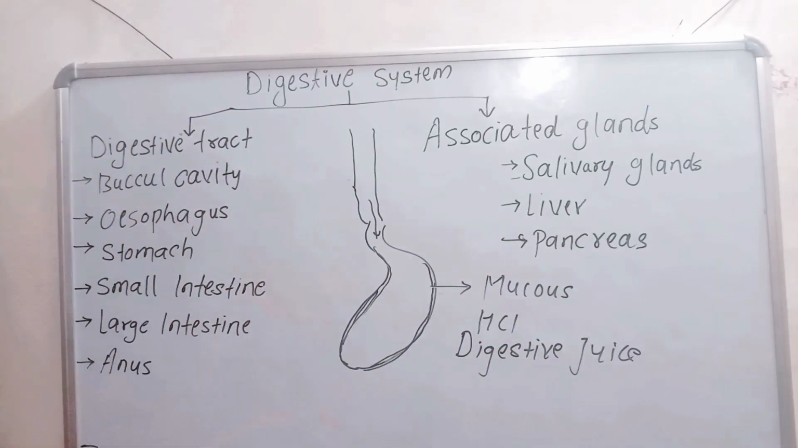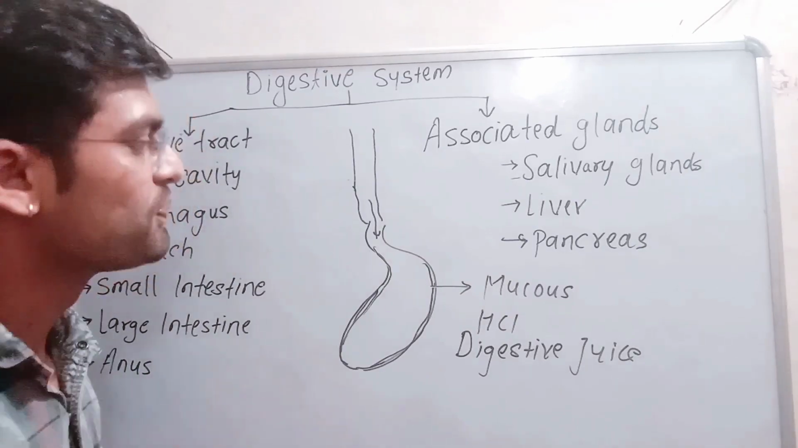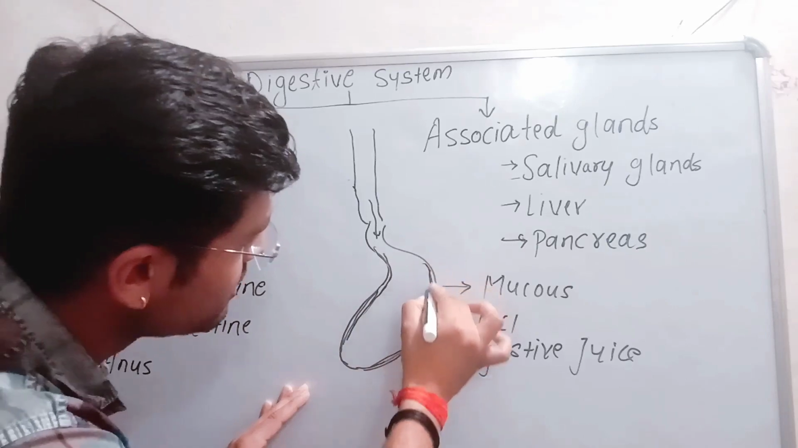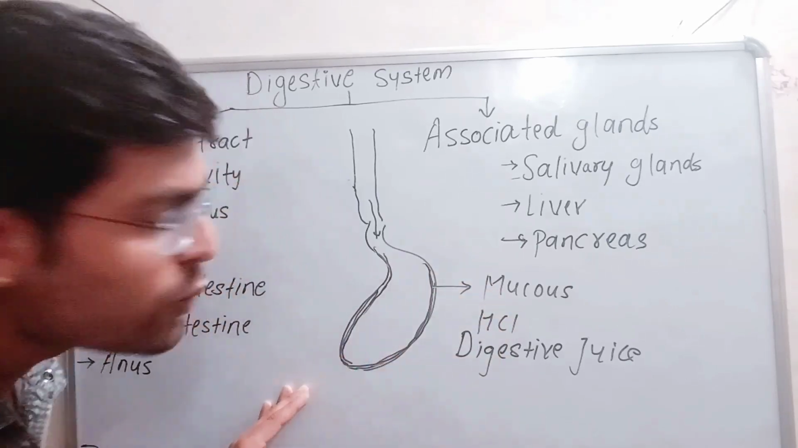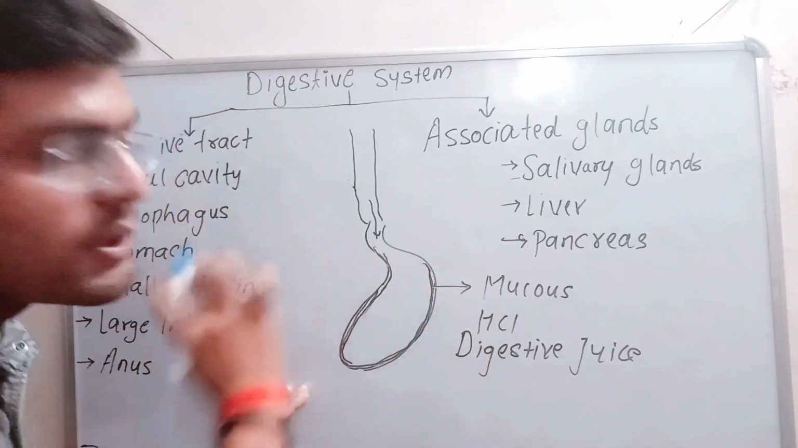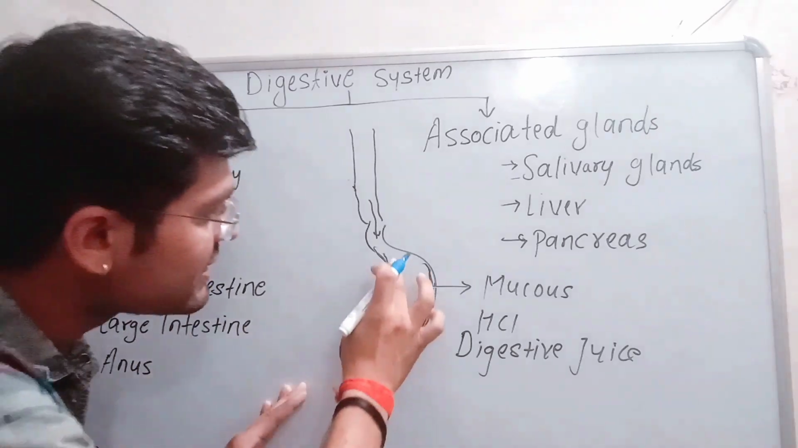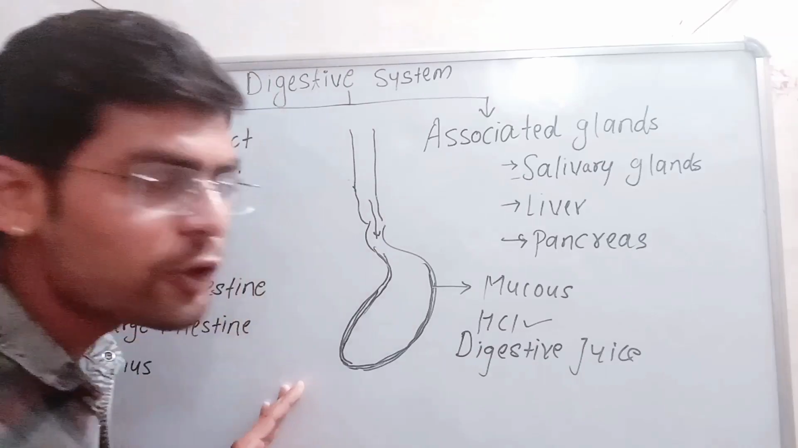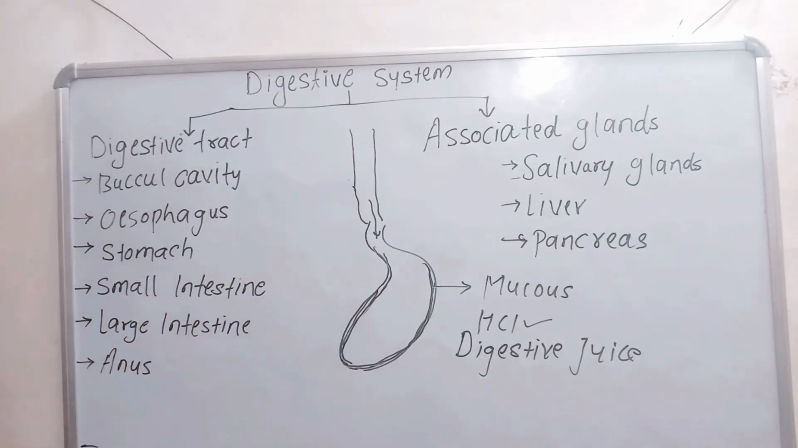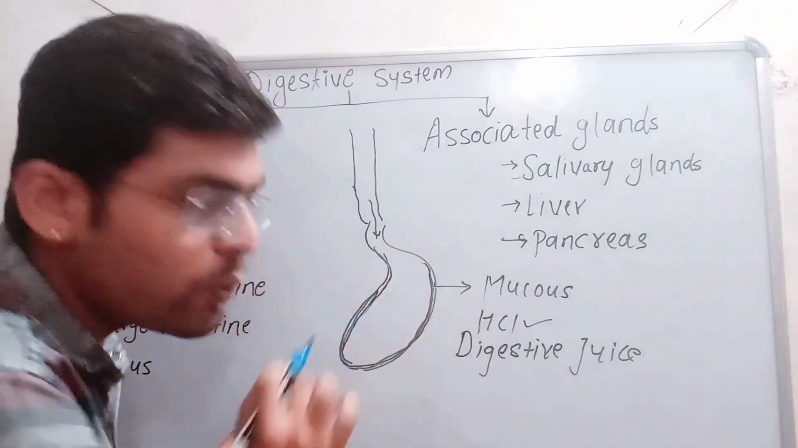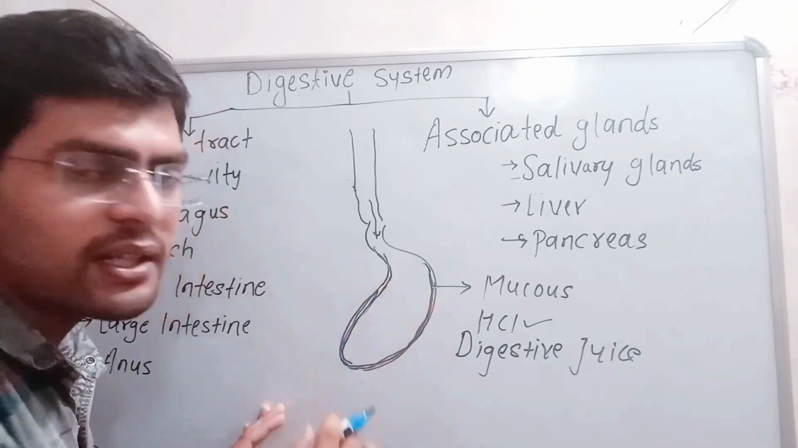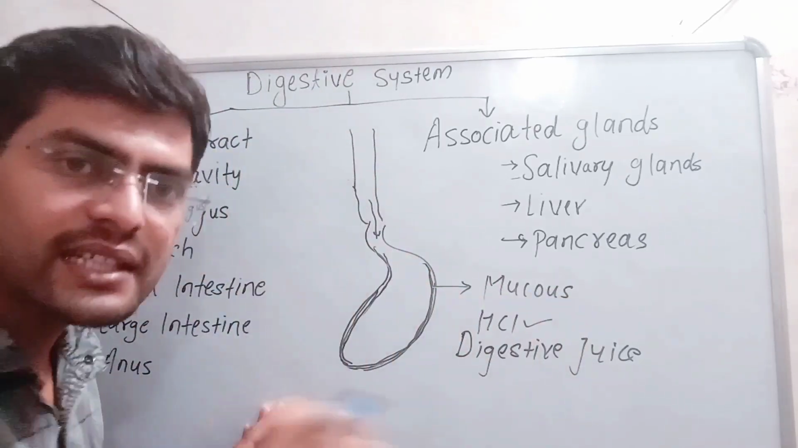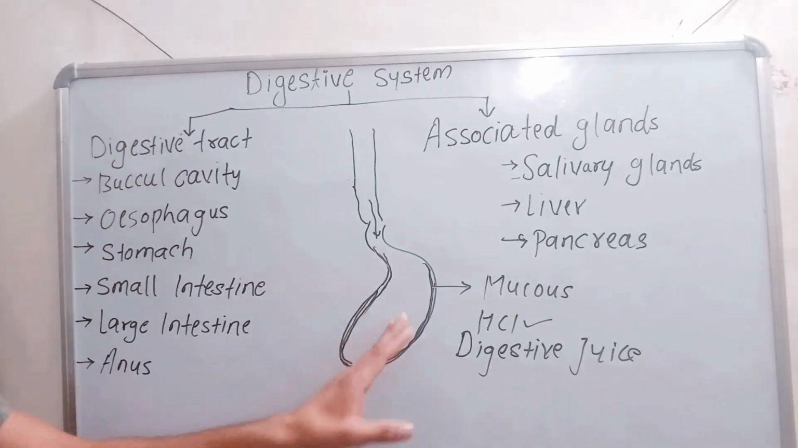Now what do they perform? Mucus is spread around the walls of the stomach. It protects the stomach wall from the bad effect of HCl, hydrochloric acid. It is an acid and it can damage the inner walls of the stomach. So mucus is spread around the inner lining of the stomach and it protects it.